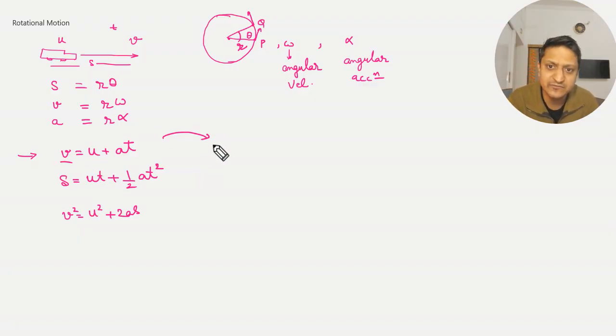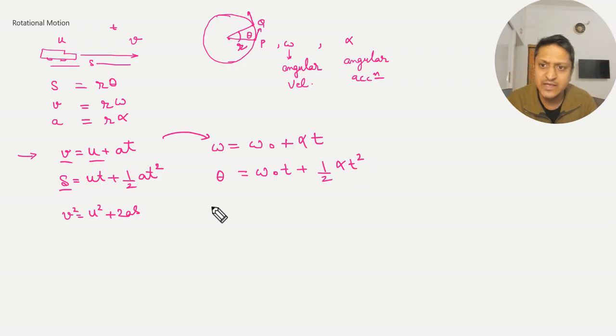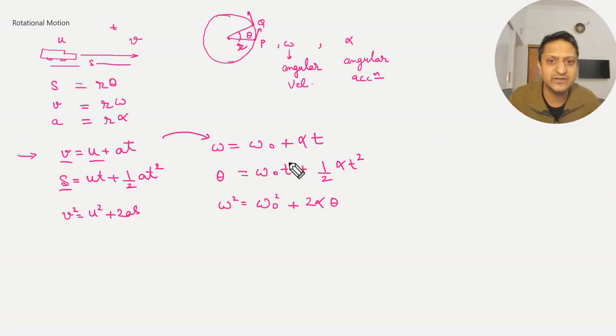So this V, the final velocity, becomes the final omega, and omega naught is the initial velocity, plus A becomes the acceleration, that is the angular acceleration, and T. And this S becomes theta, so theta equals omega naught T plus half alpha T square. And this becomes omega square equals omega naught square plus 2 alpha theta. So these Suvat equations are also applicable in circular motion. This is the major part in circular motion.